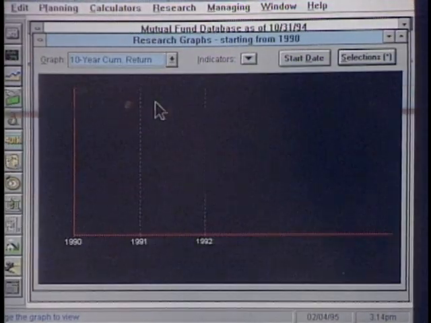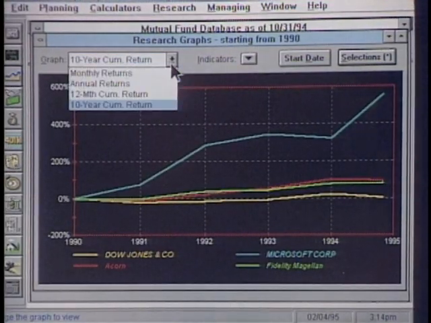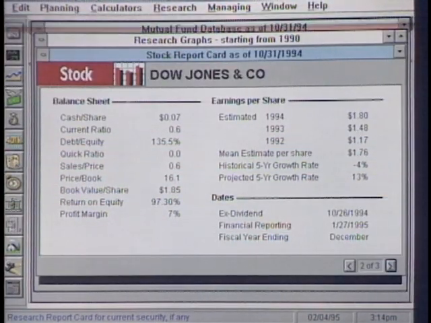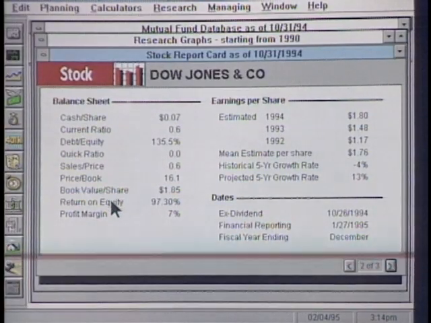The graph could look like that, or that could be a 12-month return, that could be a 10-year annualized return. So what was the performance of those various possible investments I might have made over the past? Exactly. And so it's all combined here.